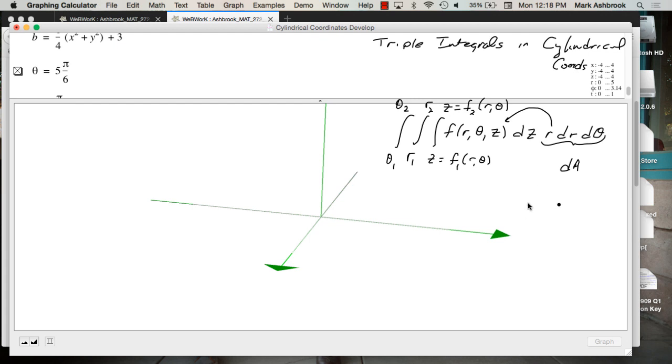So we have our relationships. They're all the same as before. r squared equals, what's r squared equal? x squared plus y squared. So all the same polar relationships hold. x equals r cosine theta. y equals r sine theta. Theta, in terms of x, y, and z, is arctangent of y over x. Same as before.